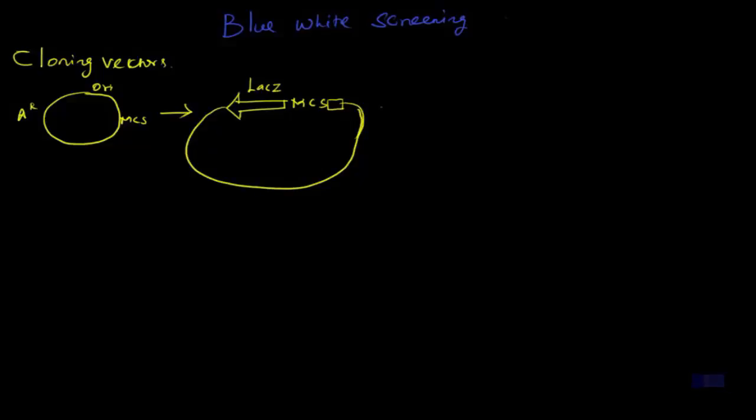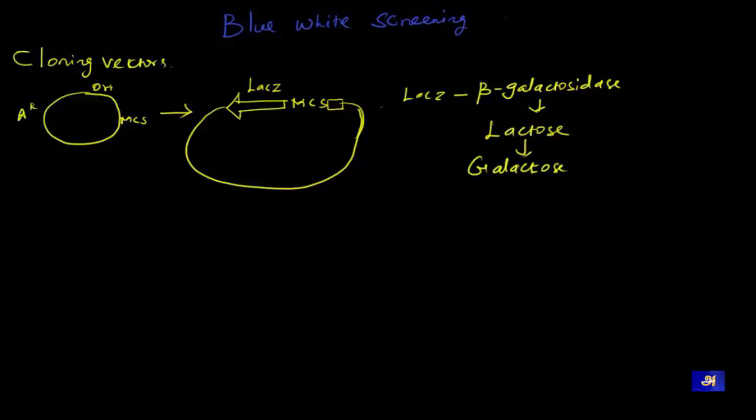In this particular example, we are going to see LAC-Z, where the MCS lies within the LAC-Z peptide sequence. This LAC-Z codes for the beta galactosidase enzyme. These enzymes act upon lactose to break it into galactose and glucose. So beta galactosidase acts on lactose to break it into galactose and glucose. Be clear with this point.